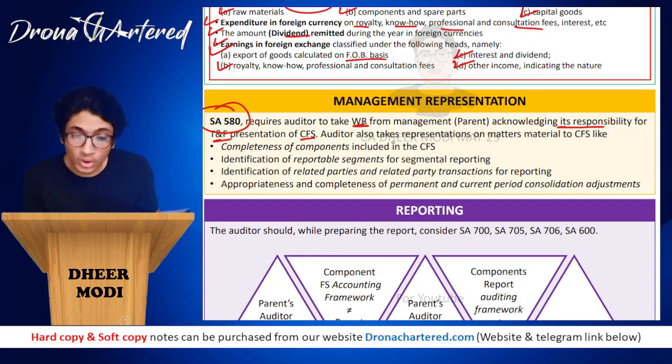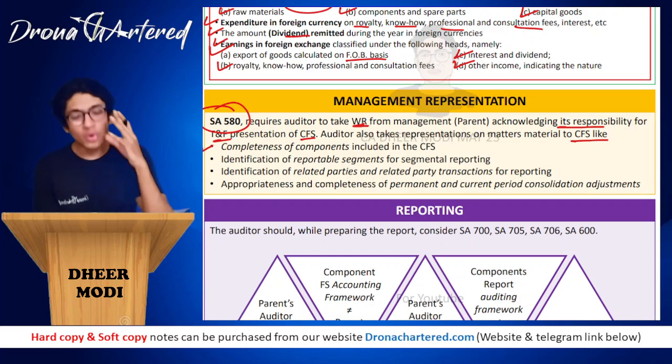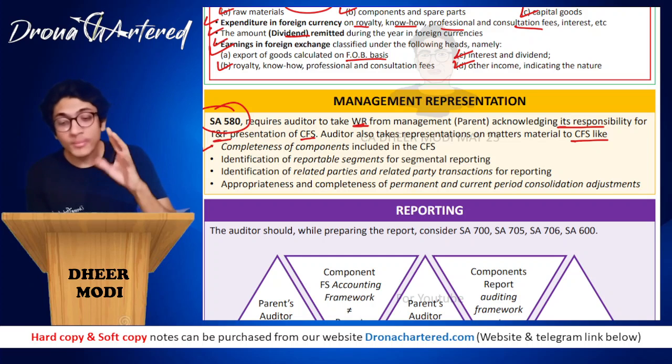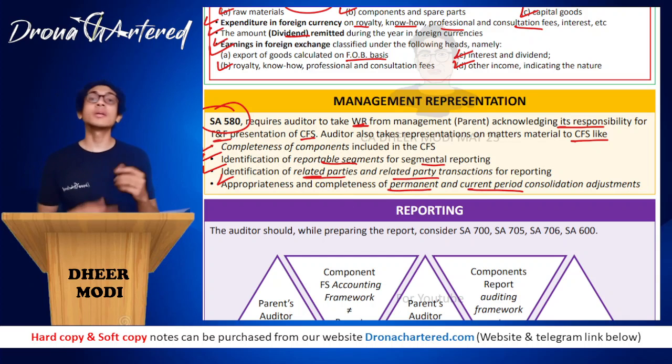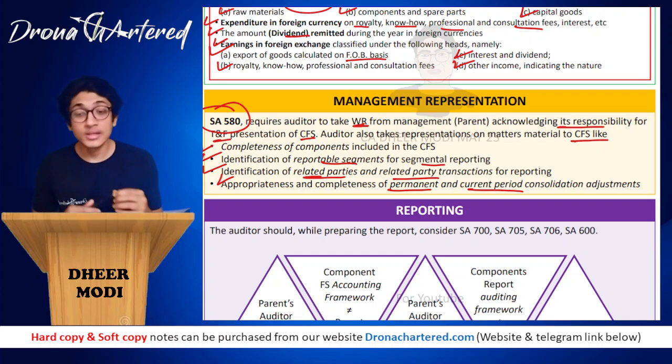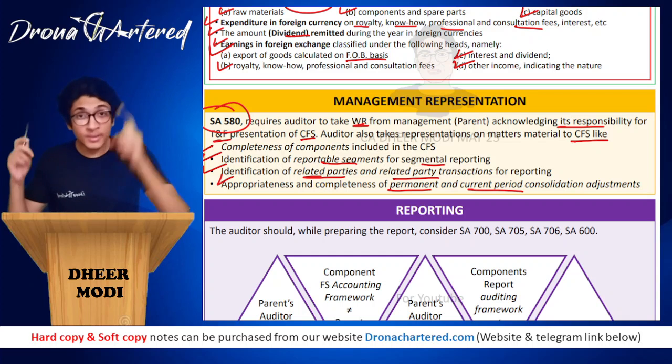The auditor also takes representations on matters material to CFS. First is the completeness of components included in CFS, that is whether all information has been included and whether all my components have been included or not. Identification of reportable segments for segment reporting. Identification of related parties and related party transactions. And last is the appropriateness and completeness of permanent and current period consolidation adjustments. These are your management representations.